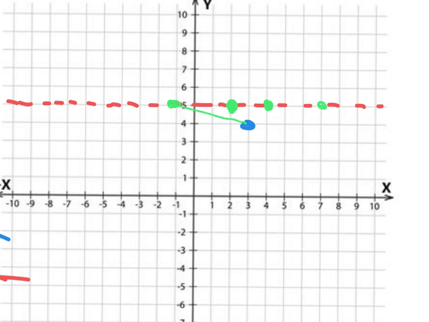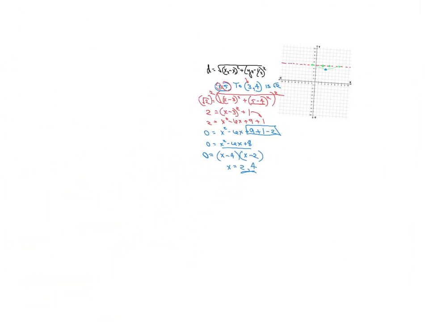The distance from here to here is the same as the distance from here to here. So that's why we have two answers there. Okay, so let's continue on, make that smaller, and move that out of the way, and we'll keep going here.